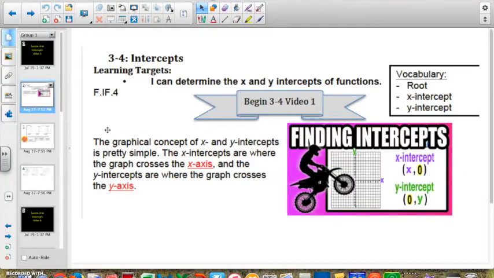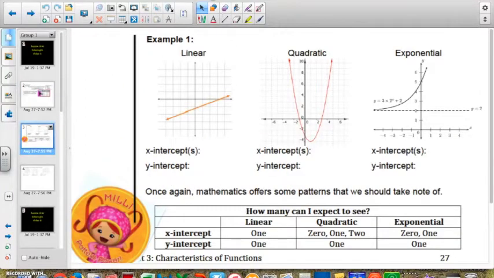y-axis. Now you can see on the right how we write x-intercepts and y-intercepts. They're always written as an ordered pair. For an x-intercept, your y value will always be 0, and the x will be the point where it crosses the x-axis. For your y-intercept, your x value will always be 0, and your y value will be where it crosses the y-axis. So let's go ahead and take a look at some examples.